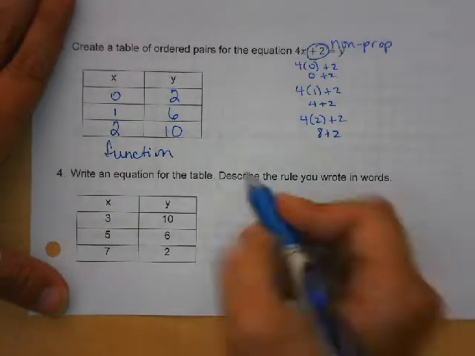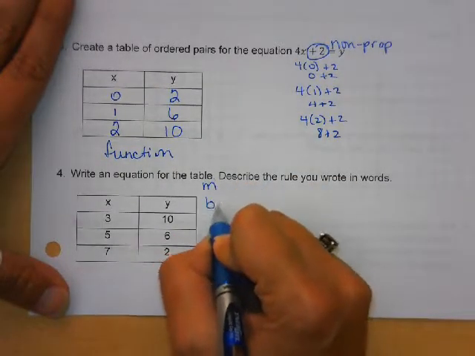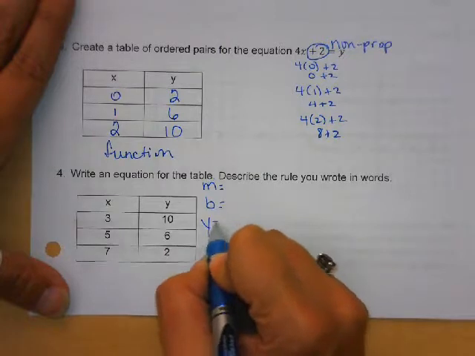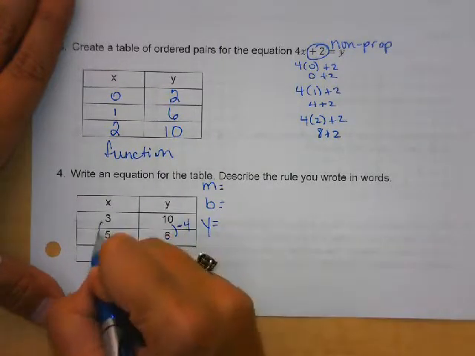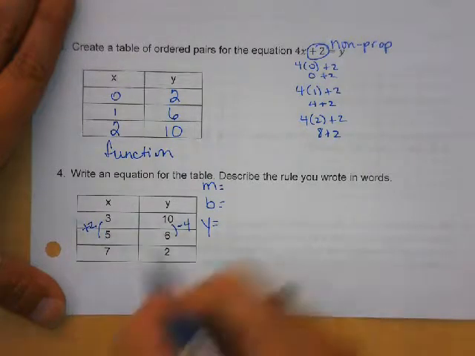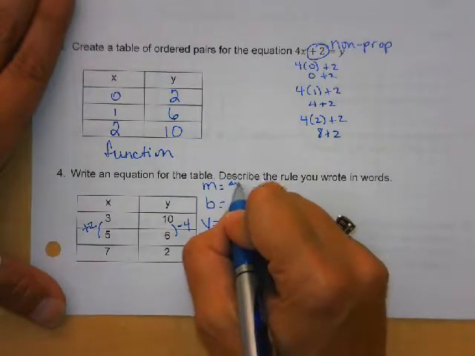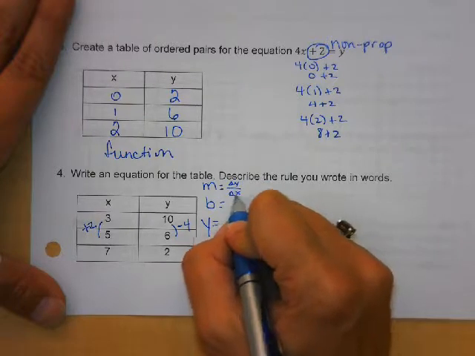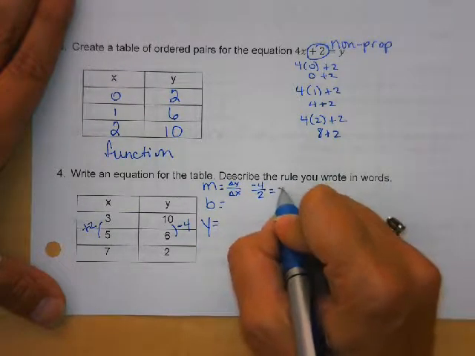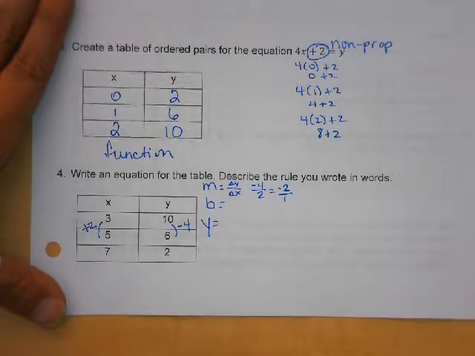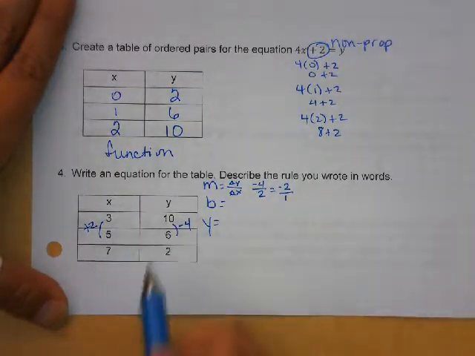So we talked about, first, to write our equation, we need an m and a b so we can write a y equals. So my rate of change, this is going down, negative 4. My x's are changing by positive 2. So again, remember, change in y over change in x, negative 4 over 2 is negative 2. You can also write negative 2 over 1. My b value is not here.